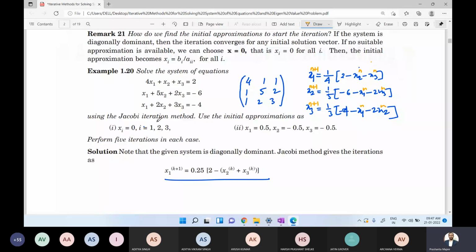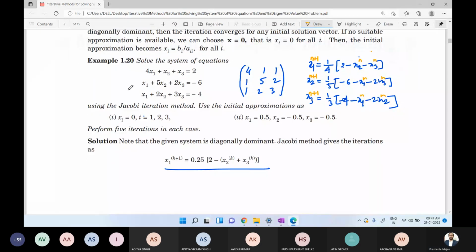Later you verify it. Now what do you do? You may start with any initial guess. So here in the book, first you have to choose the initial guess as 0, and then another time choose another initial guess and see what is happening if you consider a few iterations. What are the updated values?